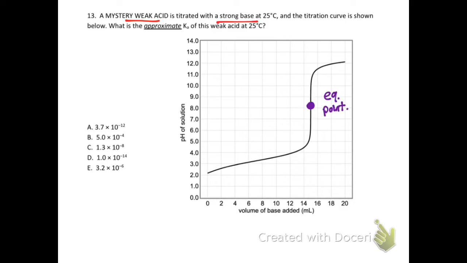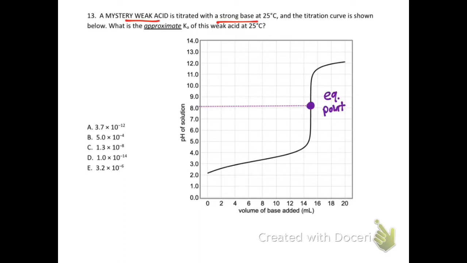If we look at the pH at the equivalence point, we can tell what we're looking at. So at our equivalence point, it looks like the pH is a little bit over 8. So this shows us that this must be a weak acid being titrated with a strong base. Now the other part, the part that's going to be more useful for our purposes in this problem is, once you've identified the equivalence point, it looks to be at about 15 milliliters.